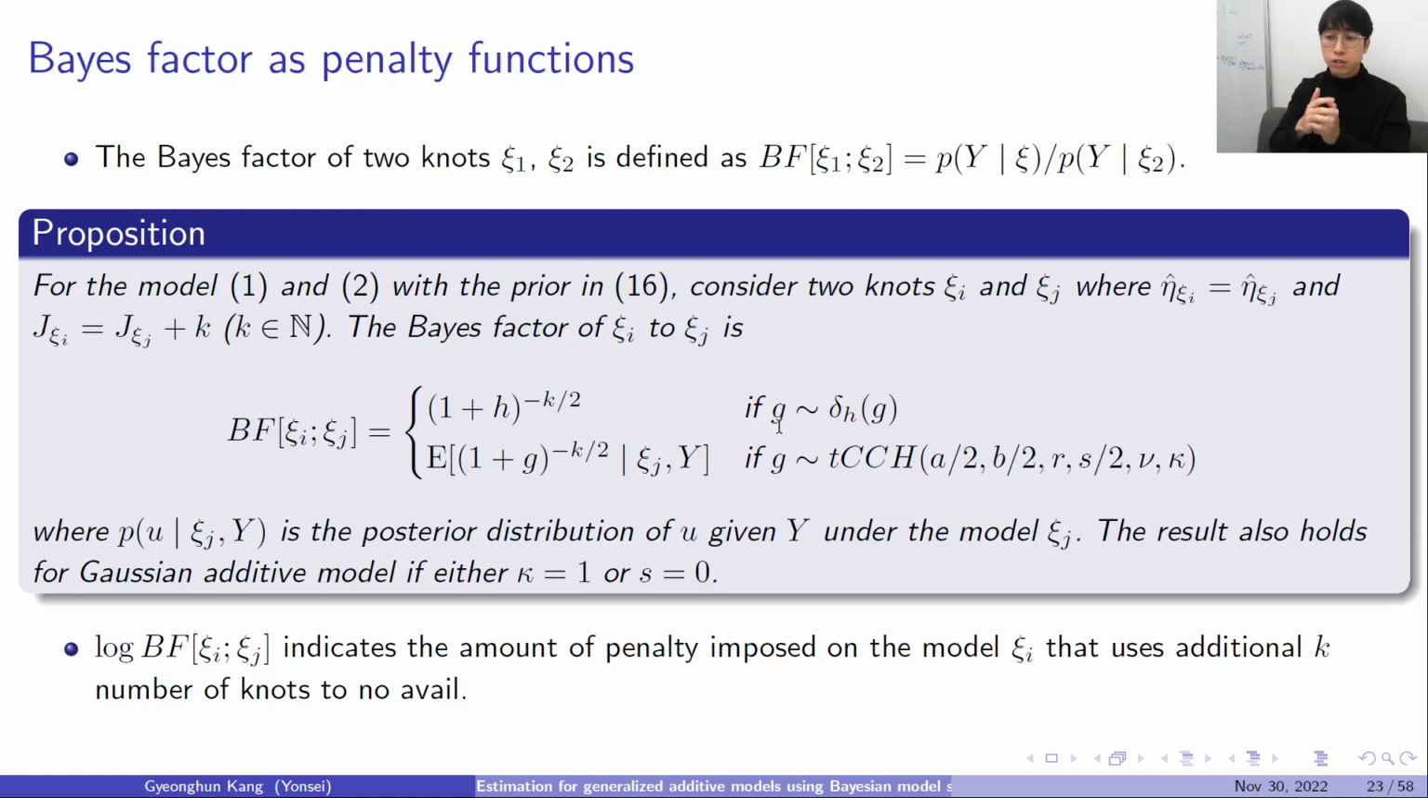But if you use a mixture of g priors, then the quantity becomes a posterior mean of this quantity under the model in the denominator, right? And this posterior quantity is a function of the fit and size of the model, psi j. This means that the penalty of the mixture of g priors is adaptive. It depends on the size and the fit of the models in comparison, right?